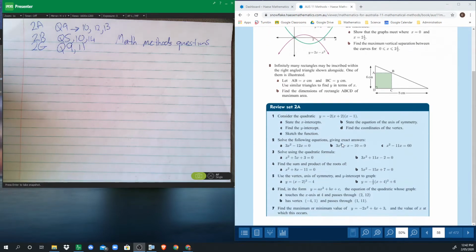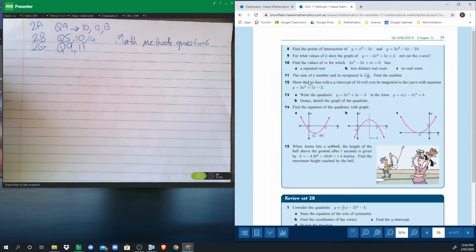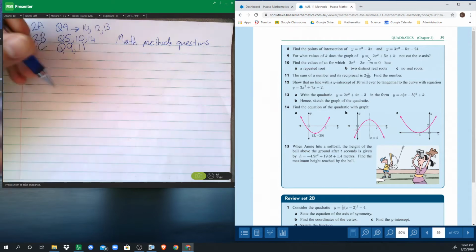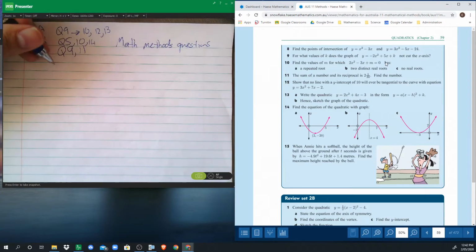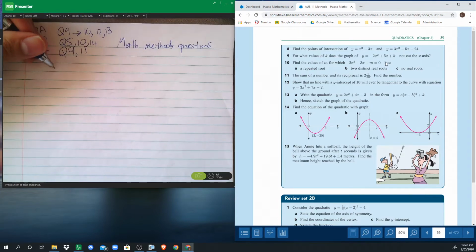So review set A, go to question 9. For what values of k does the graph not cut the x-axis? All right, so we've got a quadratic equation here. And just remembering that you can actually use the discriminant to determine what values you won't cut the x-axis. All right, so let's have a look at the discriminant for this one.